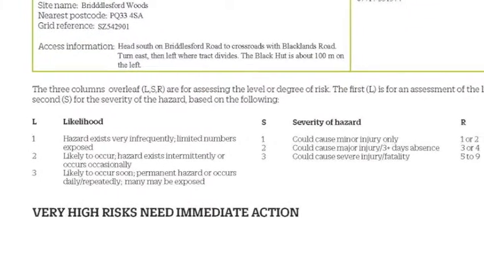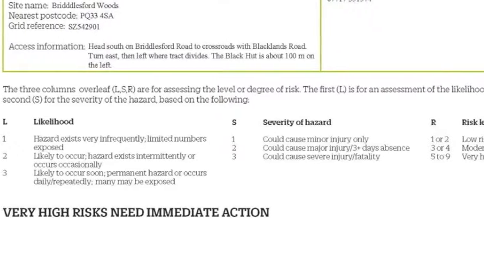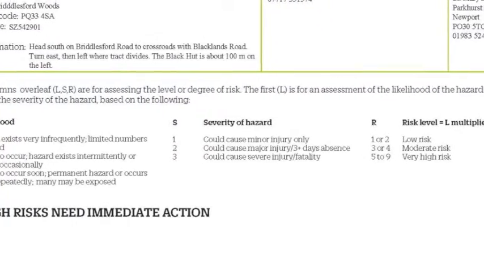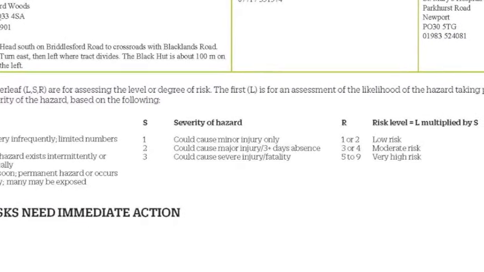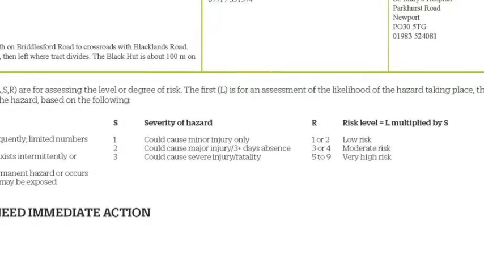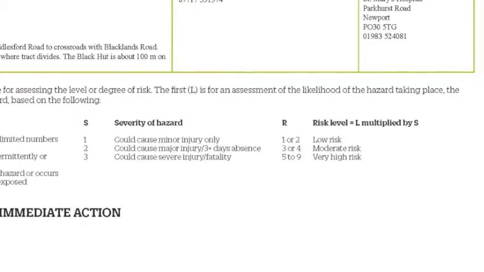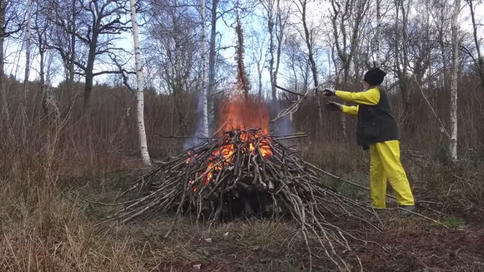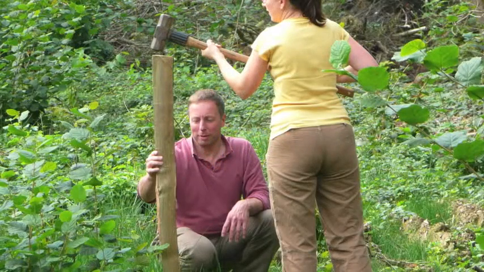Next, the likelihood and severity scores are multiplied together to give an overall risk score. 1 or 2 is low priority, 3 or 4 is moderate priority, and 5 to 9 is a very high priority. Items with a high risk score will require additional steps to reduce the risks.